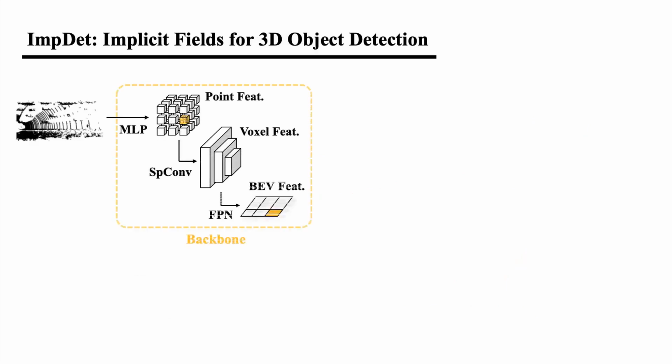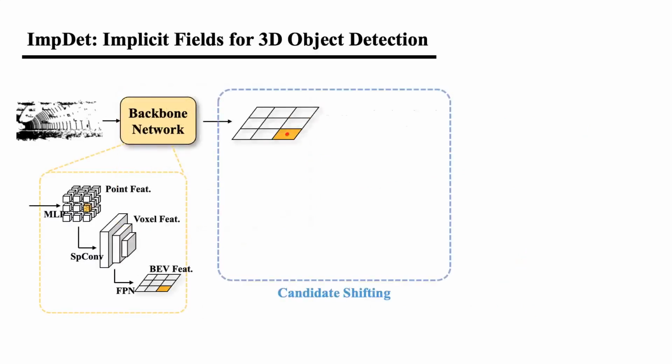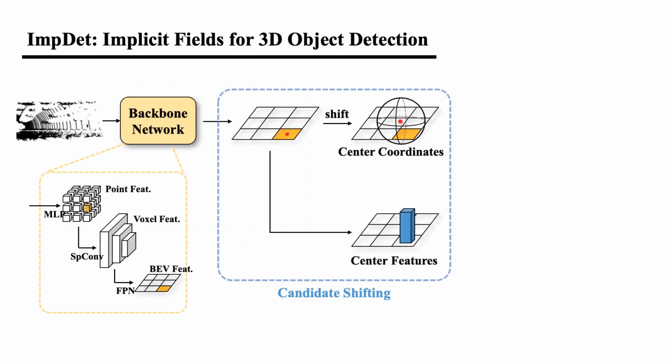First, it uses a backbone network to extract bird's-eye view features. Taking a pixel as an example, we then shift its location toward the potential object centers as content center, so that the implicit fields can be performed on a local 3D space rather than the entire one.